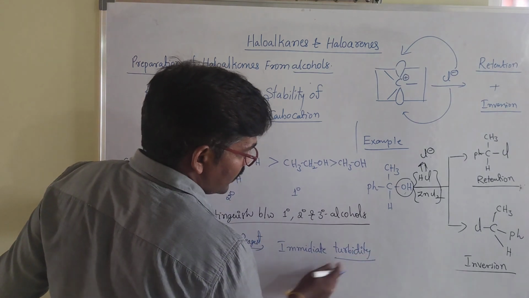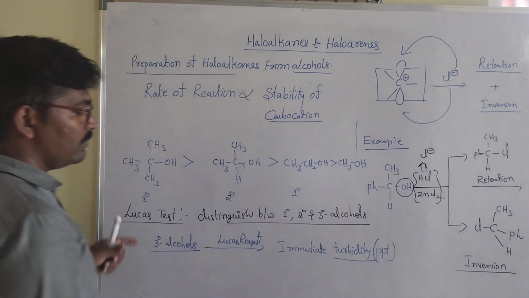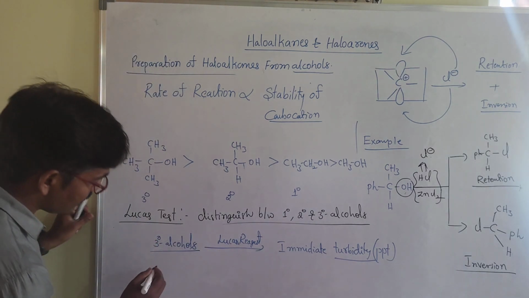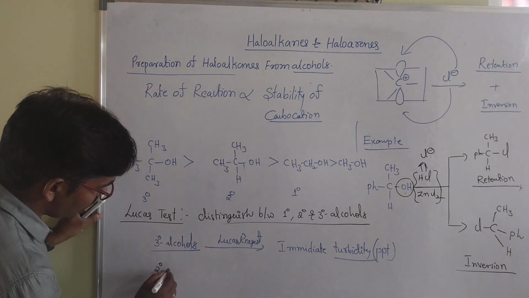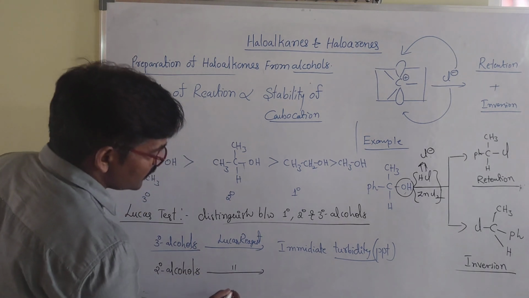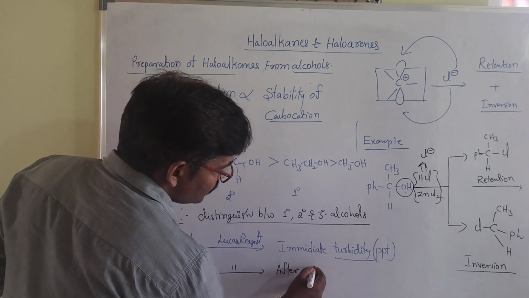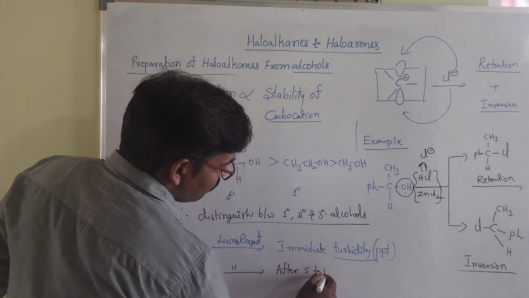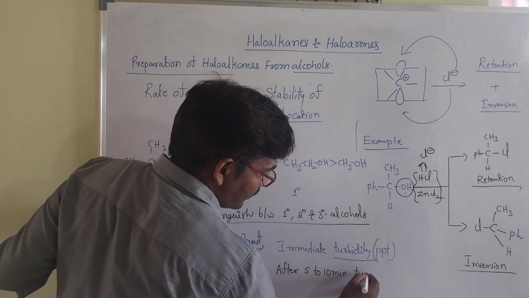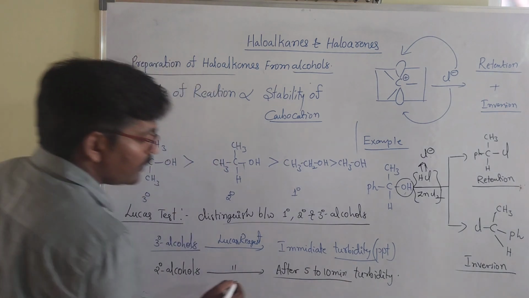Some members are asking a doubt like this. Turbidity means what? Precipitate, PPT. A precipitate will be formed immediately when tertiary alcohols are used. In case you take secondary alcohols with Lucas reagent, then after 5 to 10 minutes, PPT or turbidity will be formed.